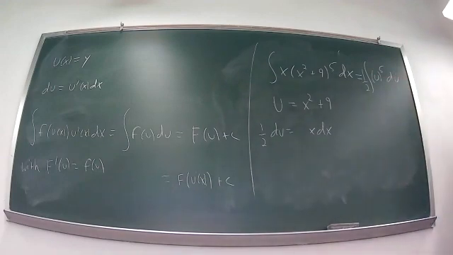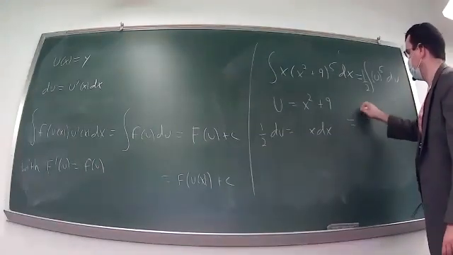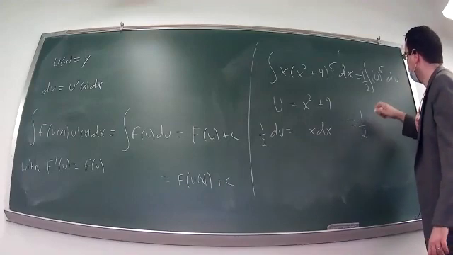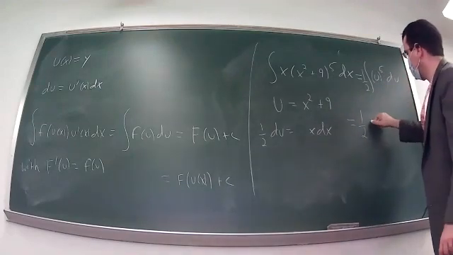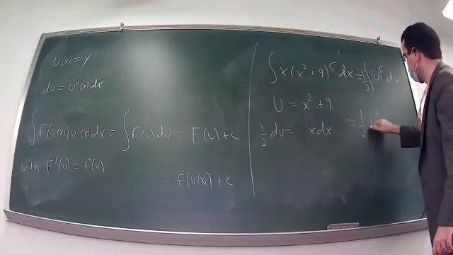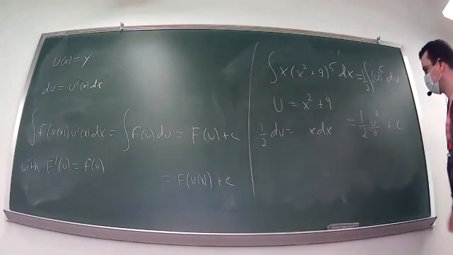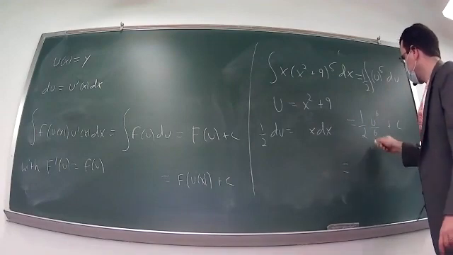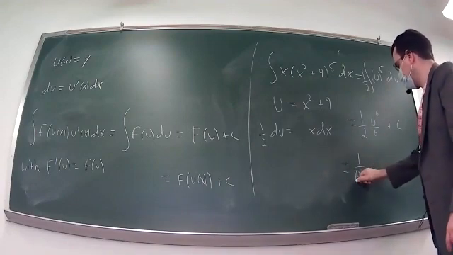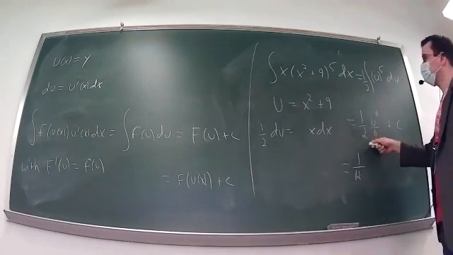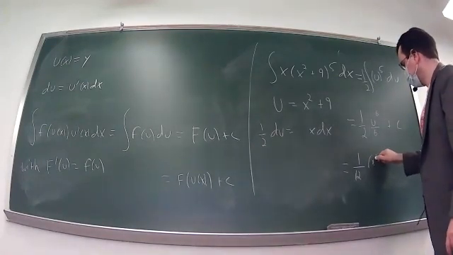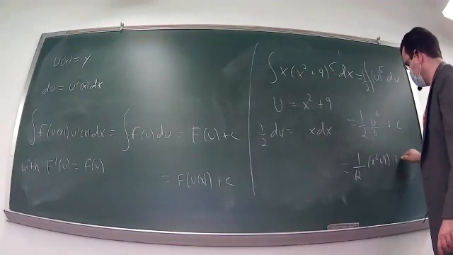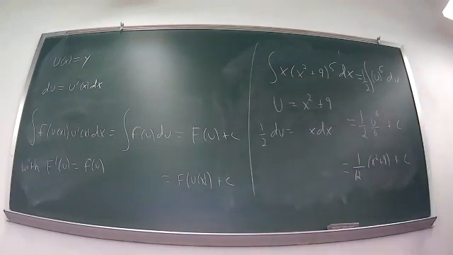And now this you can integrate really straightforwardly. So this is 1/2 times the integral of u to the 5th, which is u to the 6th over 6, plus a constant. So 2 times 6 is 12, so 1/12. And back substitute, so u was equal to x squared plus 9. So here you have 1/12 times (x squared plus 9) to the 6th, plus a constant.